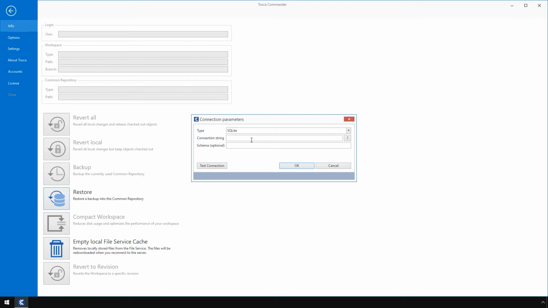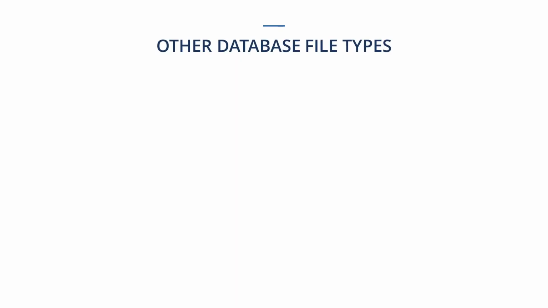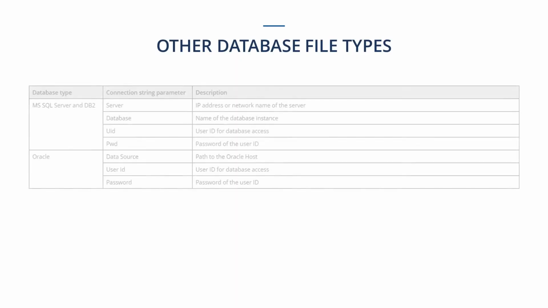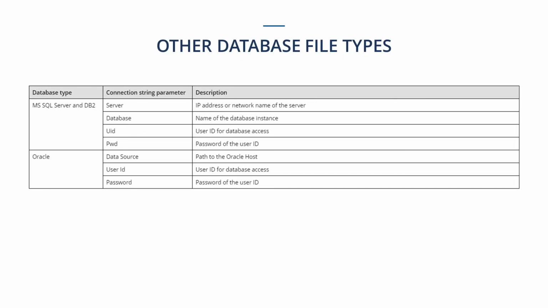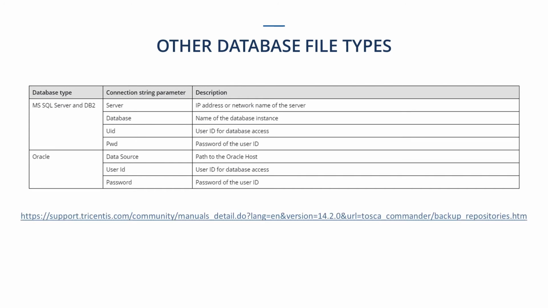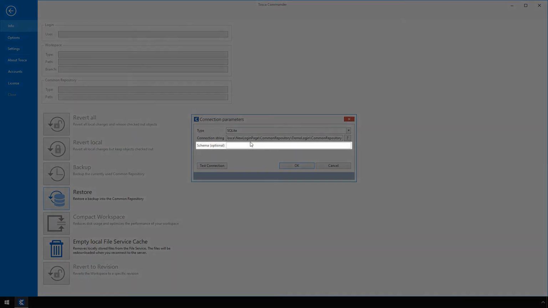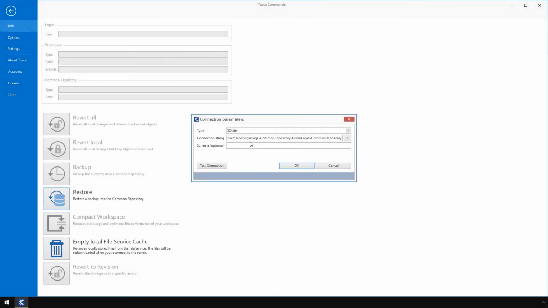For an SQLite file type, enter the file path in your system to the repository. But for any other database file types like MS SQL Server, DB2, or Oracle, view the manual link mentioned in the description of the video for more information. If required, in the schema field, enter the name of the tables that have the user-defined schema when you've prepared the database. However, this is an optional step.